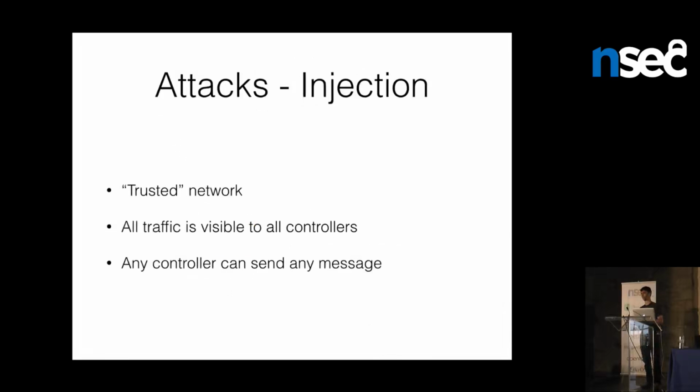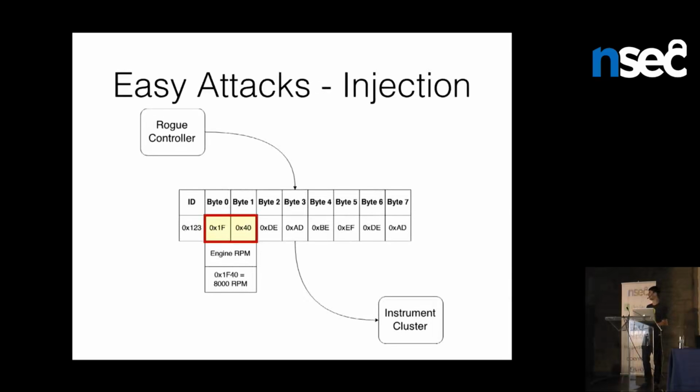Now, it also leads to another pretty simple attack, which is that these CAN buses are totally trusted. If you send stuff on them, everyone will just assume you're supposed to be there. All the traffic is visible to everybody. It's all broadcast. And any controller can send any message with any ID. Kind of like a MAC address, you can spoof any ID on CAN. However, because the ID is directly correlated to what the data means, you can do some intentional spoofing.